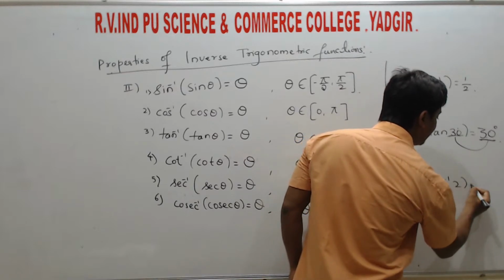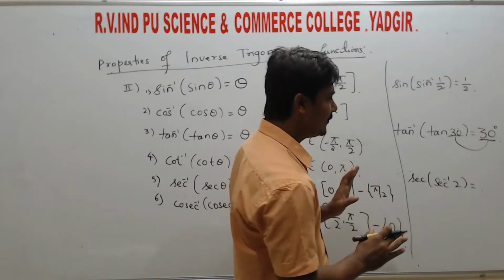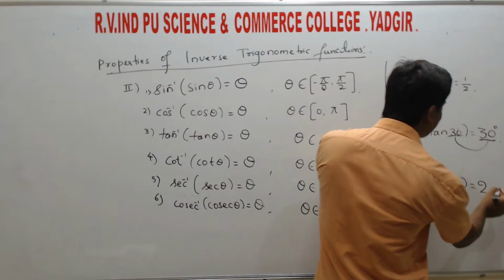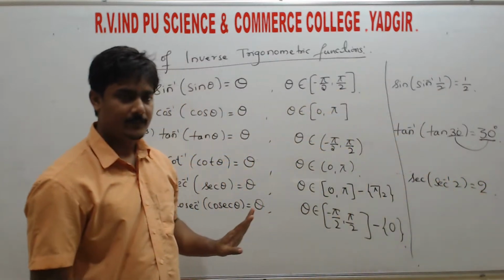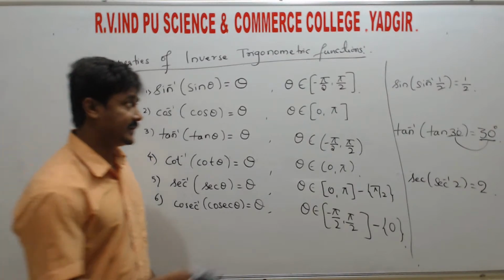If I ask you secant of secant inverse 2, without taking much time, you must be in a position to answer: sec and sec inverse will cancel out. So we can answer directly. These are the properties you need to remember. Next set of properties.